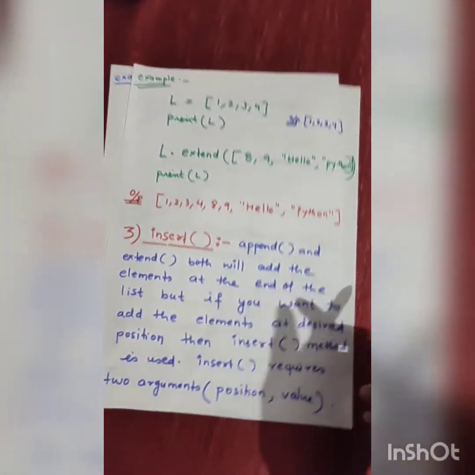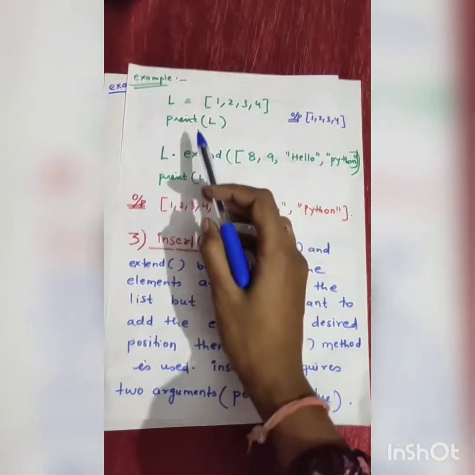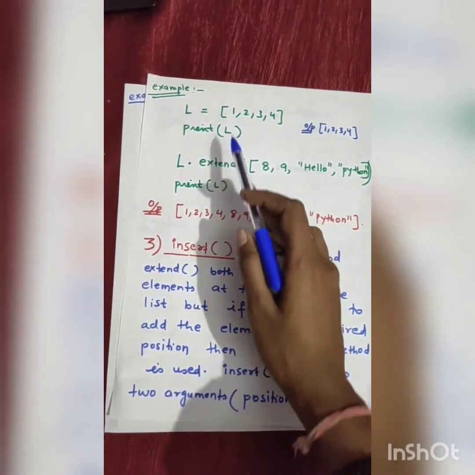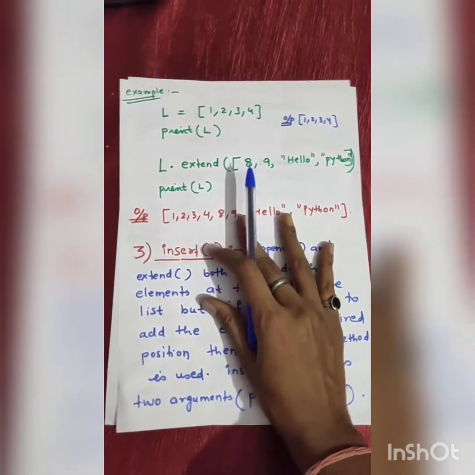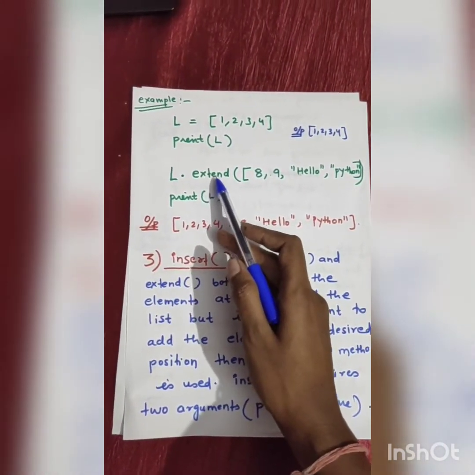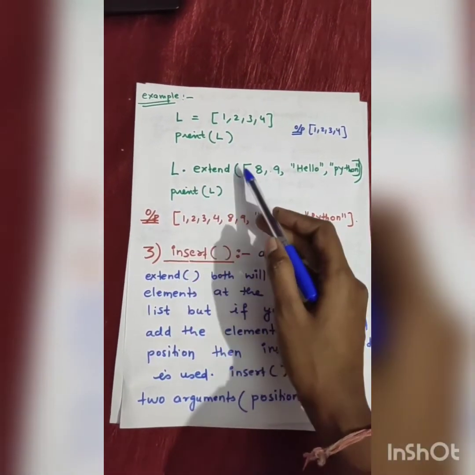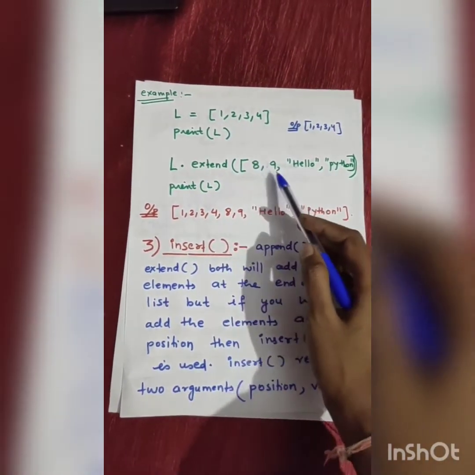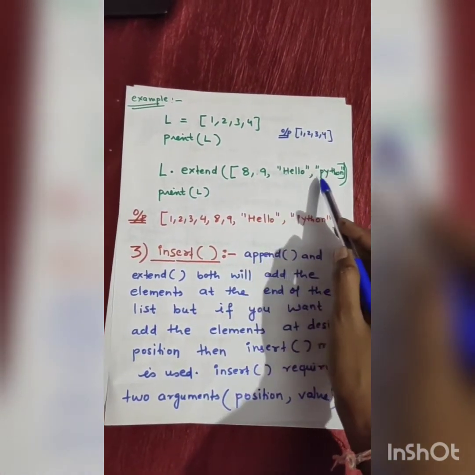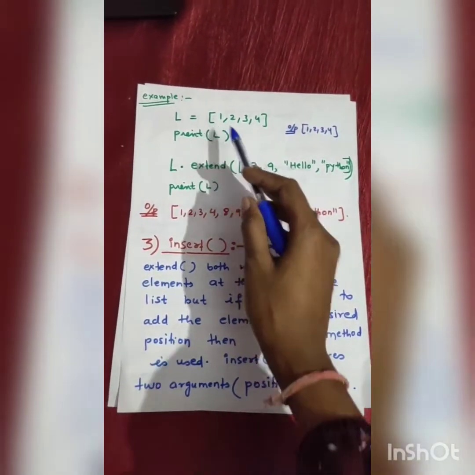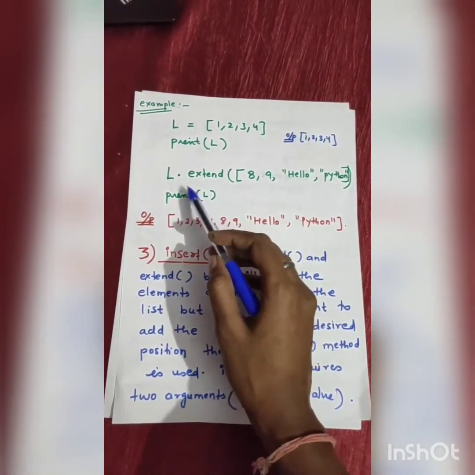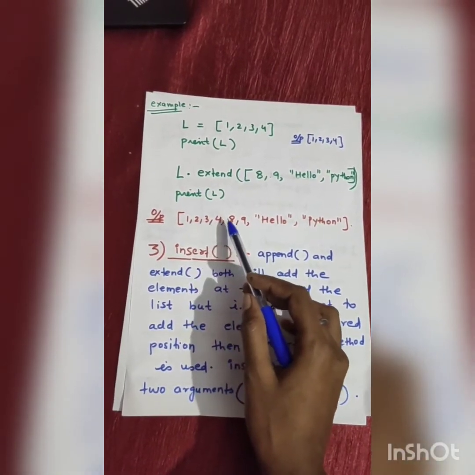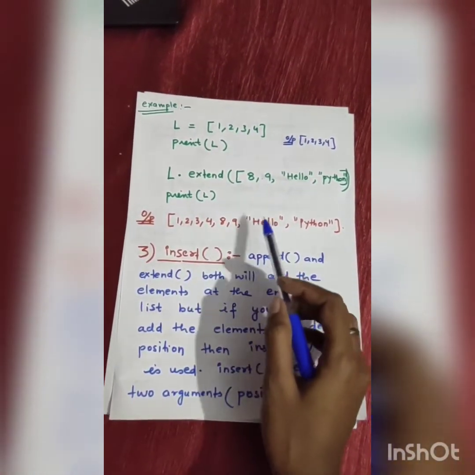If you see the example, I have created one list 1 2 3 4, and I am using the extend method here to add the elements at the same time to the existing list. L dot extend, and whatever my new list is, 8 9 hello Python, it will add all these elements at the same time to this existing list. If you print this, the output will come: 1 2 3 4 8 9 hello Python.